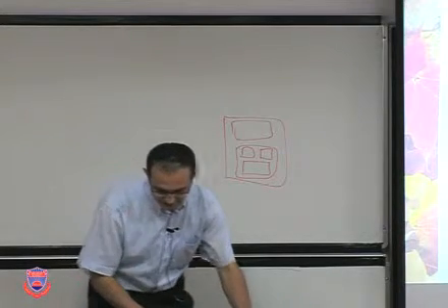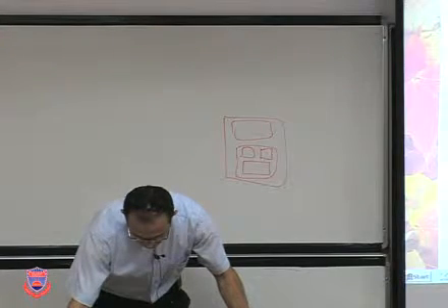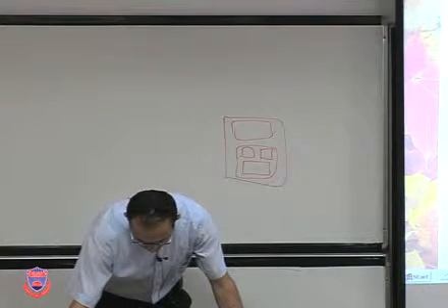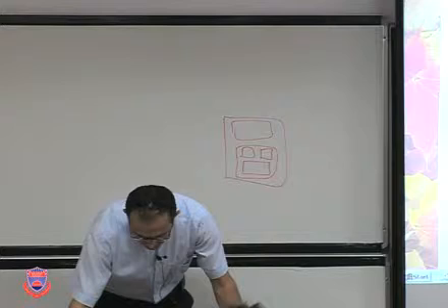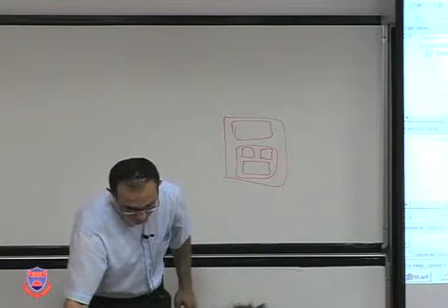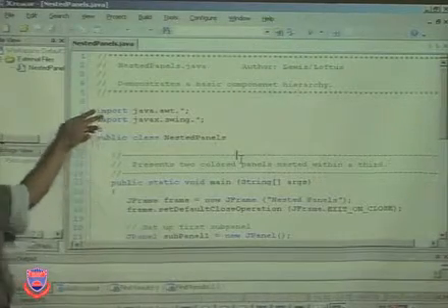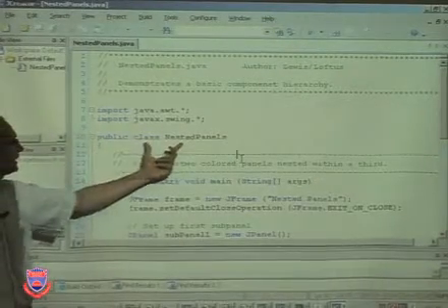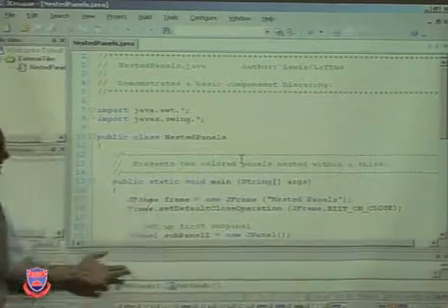So let's see this nested panels example. Again, this is a standalone application. I'm just going to execute it from the JCreator. When you look into this example, again, we have the packages that we import, and then I have my class name nested panels, and I have the main that is going to start execution.